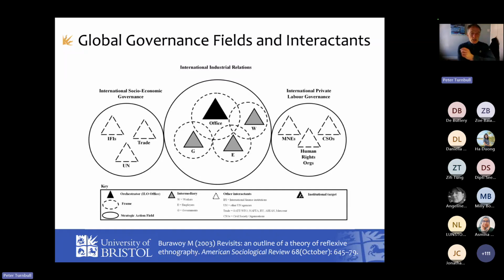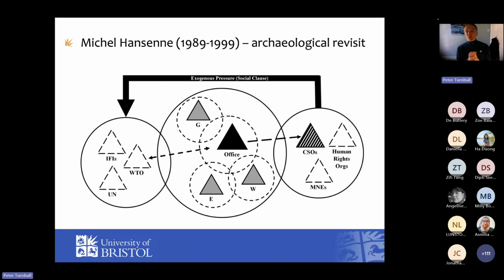So what we did in this particular study, we drew on Michael Burawoy's theory of ethnographic revisits, the way in which we go back to organizations over time, and we look at how the organization might have changed. So we did this by looking at 3 different Director Generals of the ILO. The first work I did with the International Labour Organization was back in 1999, just as Michael Hansen, a Belgian lawyer, was finishing his term of office.